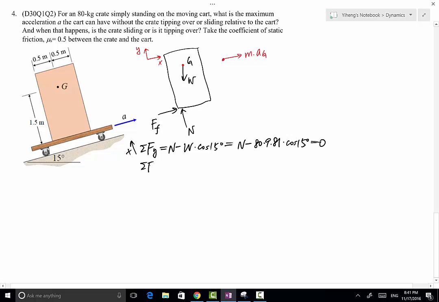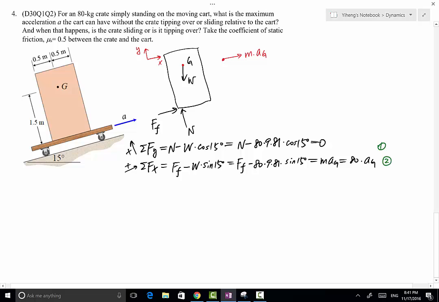Also, the resultant force along the x direction, x is in this direction, equals the frictional force minus W sine 15 degrees, which equals the frictional force minus 80 times 9.81 times sine 15 degrees, equals m a_G, which is 80 times a_G. So now here we have two equations, equation 1 and equation 2.